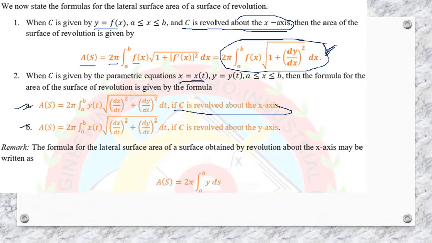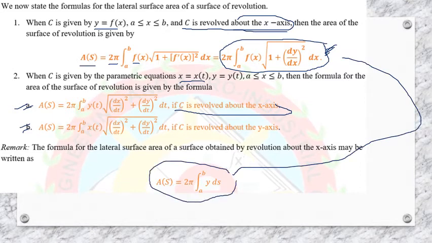If C is revolved about the y-axis naman, ito yung gagamitin nyo na formula. Formula 2, letter B. Remark: the formula for the lateral surface area of a surface obtained by revolution about the x-axis may be written as A of S is equal to 2 pi times the integral of y ds. Okay, kasi equivalent na y yung function, and si ds, ito yung equivalent niya.